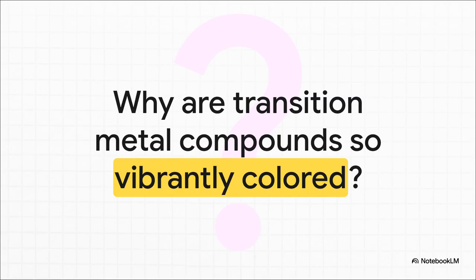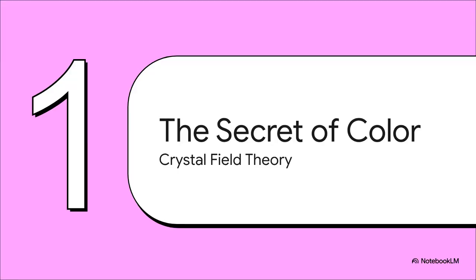Or how do rubies get that stunning deep red glow? It all points back to one group of elements, the transition metals. But what's their secret? What is it about them that literally paints our world? Well, the answer, believe it or not, is hidden in the invisible electric fields that surround these metals. And we have a key to unlock this secret. It's a surprisingly powerful model called crystal field theory.